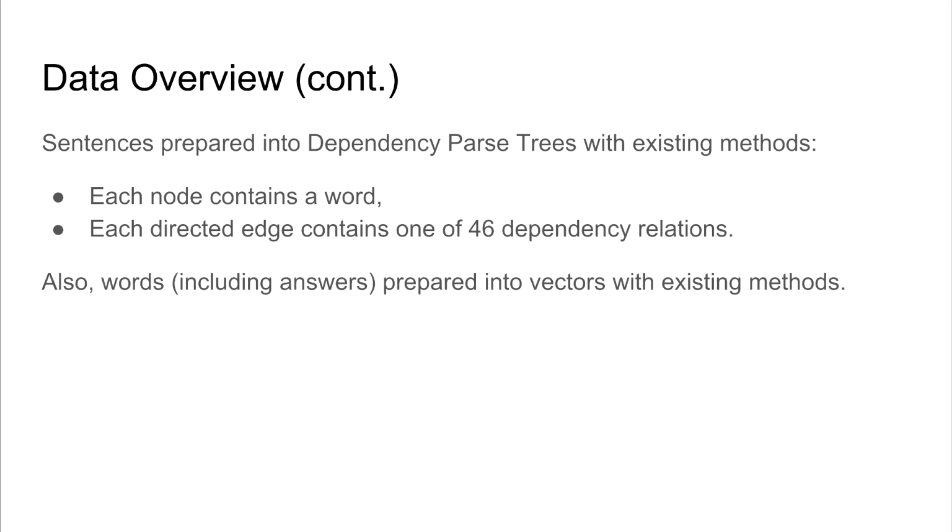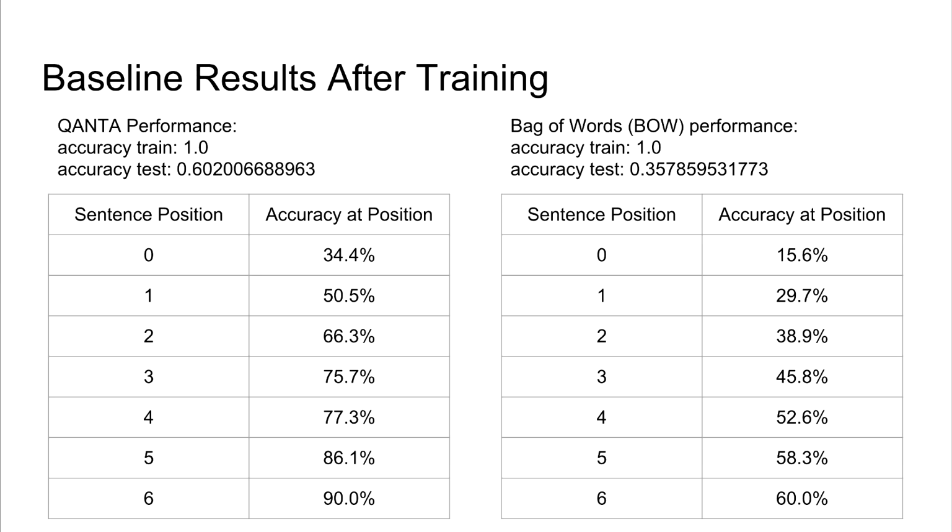Each node contains a word, and each directed edge contains one of 46 dependency relations. Also, words, including the answers to the questions, are prepared into vectors with existing methods. Some baseline results that we achieved after training are: with Kanta, we achieved 60.2% accuracy on the test data, compared to Bag of Words with 35.8% accuracy on the test data. So it's quite a bit of improvement.